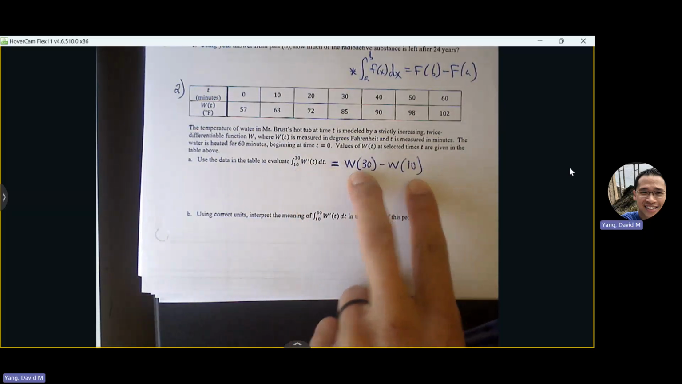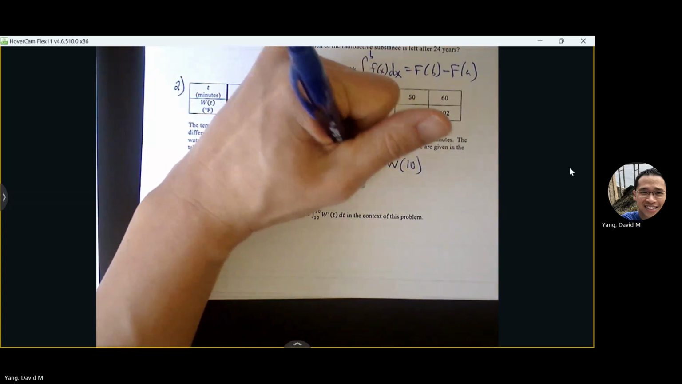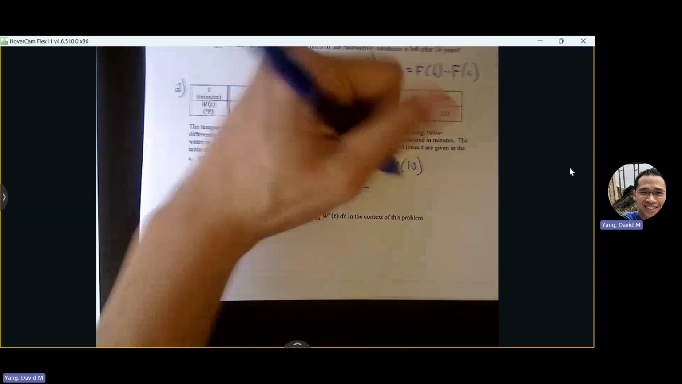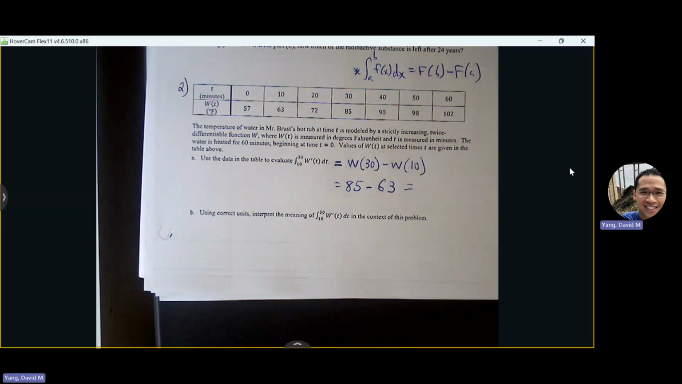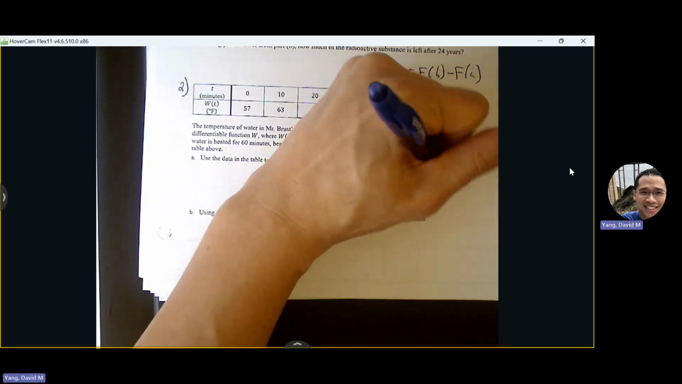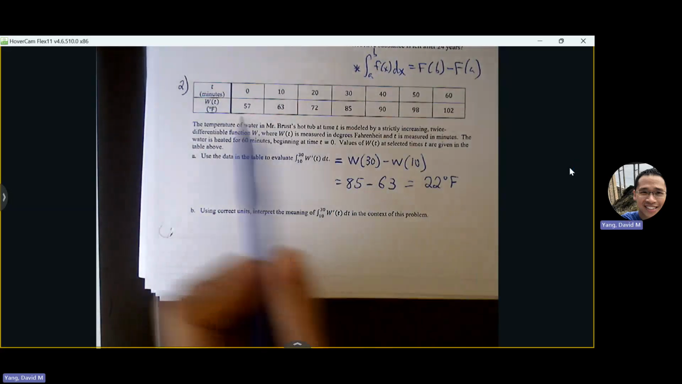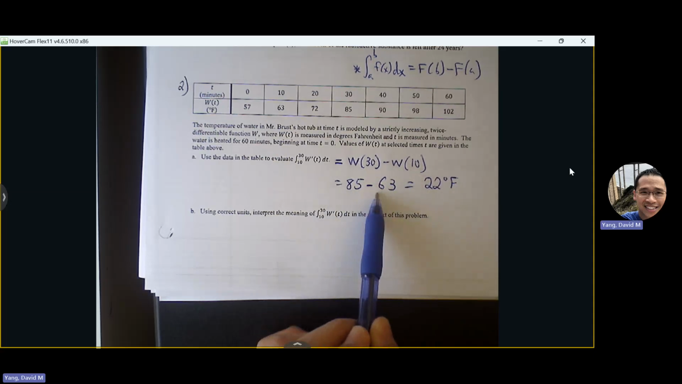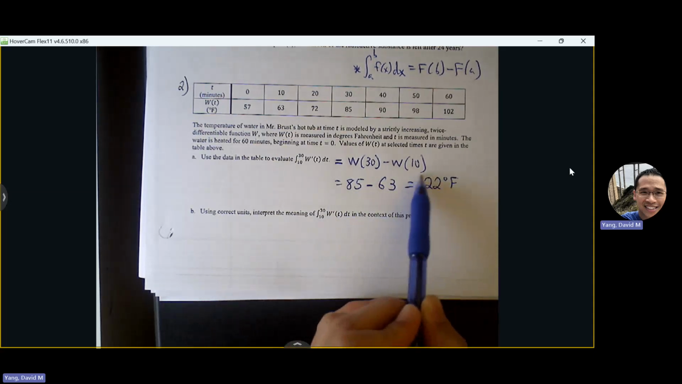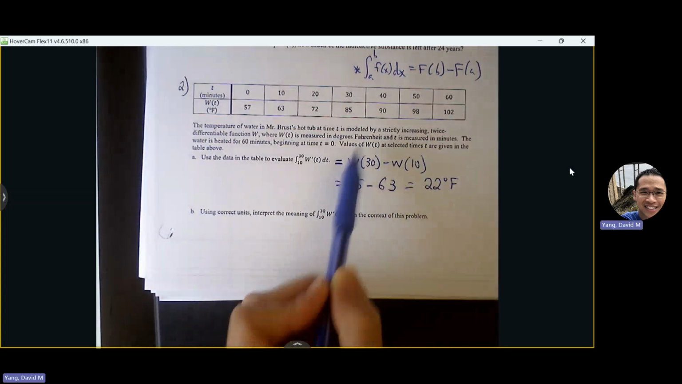Now, what's W of 30 going to be? 85, right? W of 10 is going to be 63. Now, this is in terms of Fahrenheit here. So we get 22 degrees Fahrenheit. Now, what does this mean in the context of this problem? The temperature is rising. You have W of 30 minus W of 10, 85 minus 63 equals 22 degrees. How can you describe what's happening here? What does that 22 degrees tell us about what's going on?